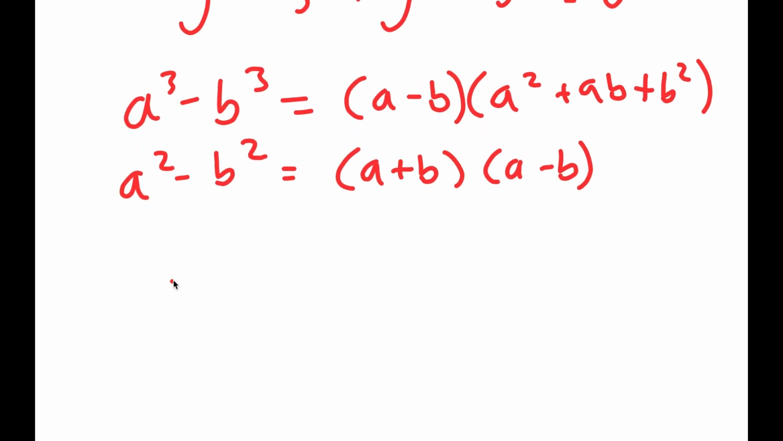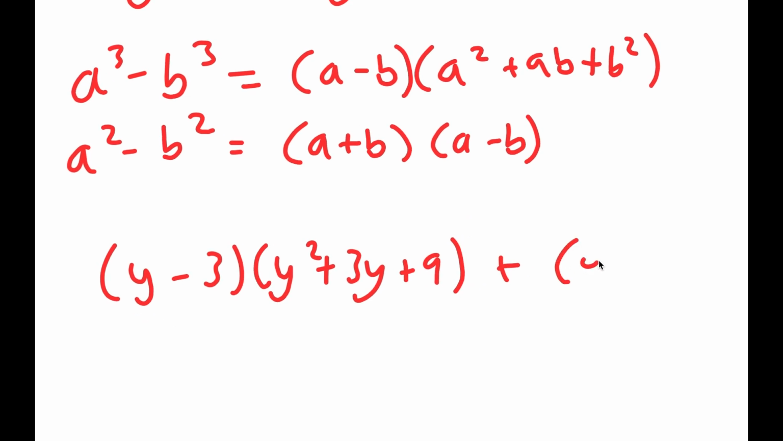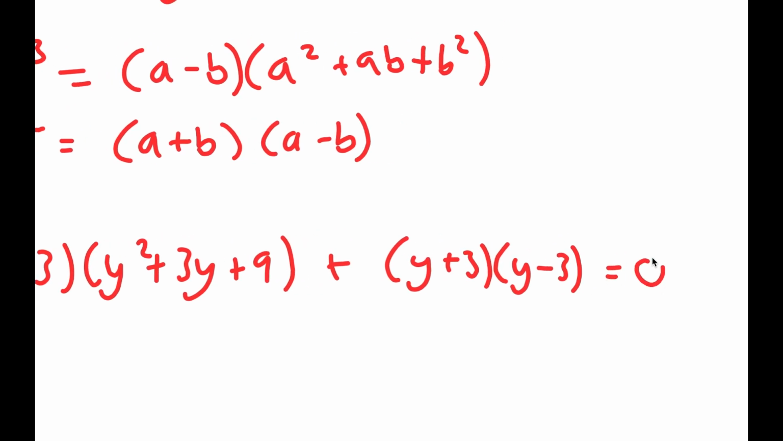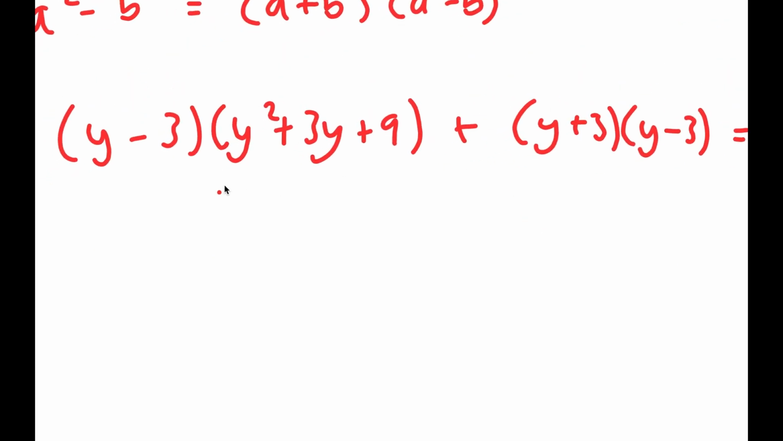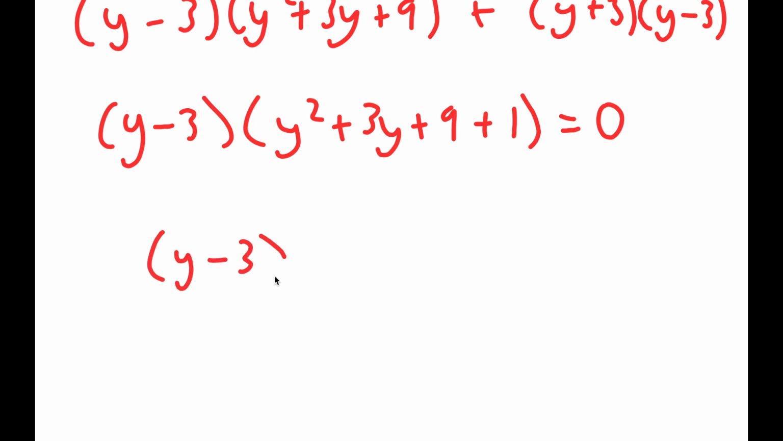So now I get y minus 3 times y squared plus 3y plus 9 plus y plus 3 times y minus 3 is equal to 0. And from here, I'm going to factor out y minus 3. So I get y minus 3 times y squared plus 3y plus 9 plus 1, which turns into y minus 3 times y squared plus 3y plus 10.